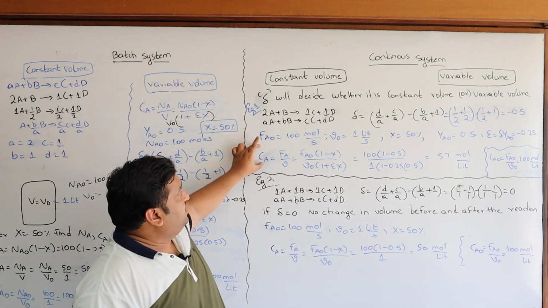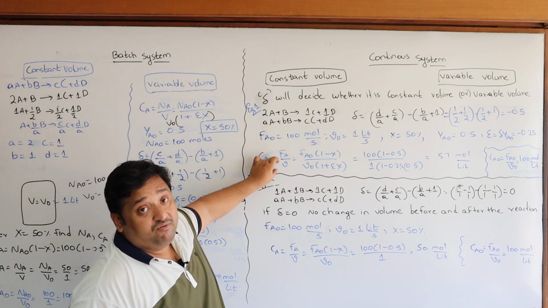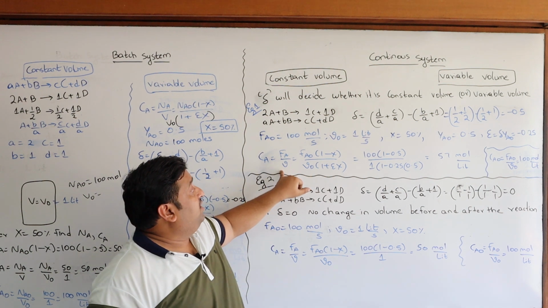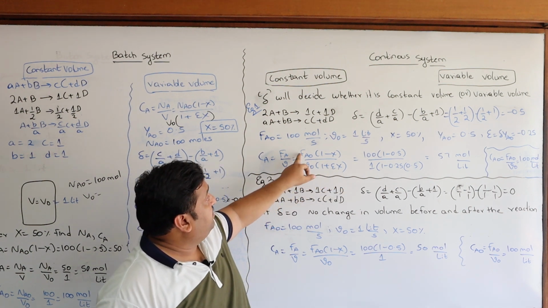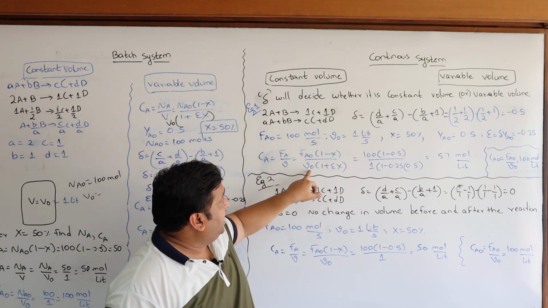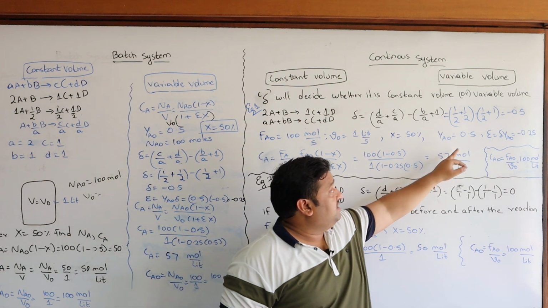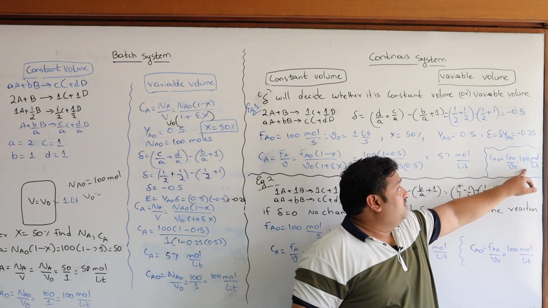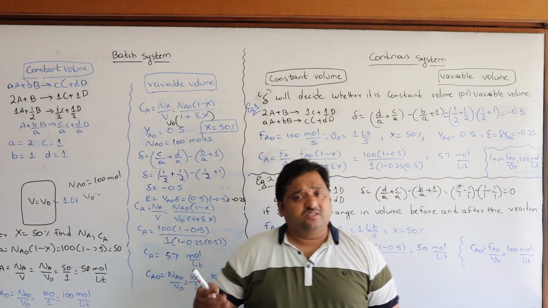Final concentration is equal to final molar flow rate divided by final volumetric flow rate. Final molar flow rate is Fa0 into (1 minus x), and final volumetric flow rate is equal to initial volumetric flow rate into (1 plus epsilon x). I know Fa0, I know x, I know V0, I know epsilon. If I put everything in this equation, I get 57 moles per liter. You can see the initial concentration is 100 moles per liter and the final is 57, because things got reacted.